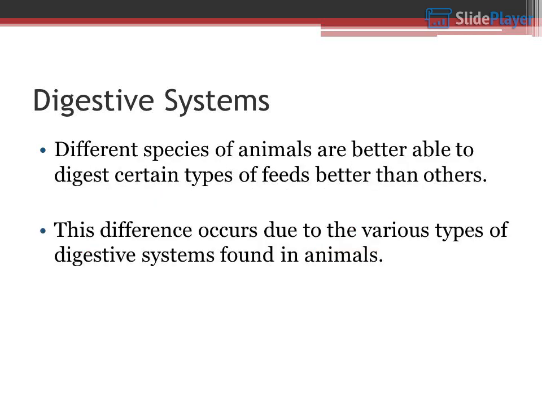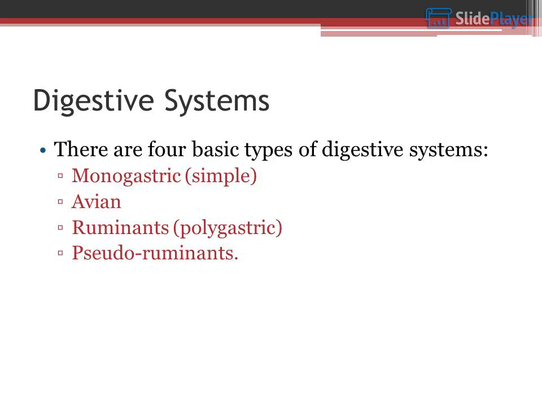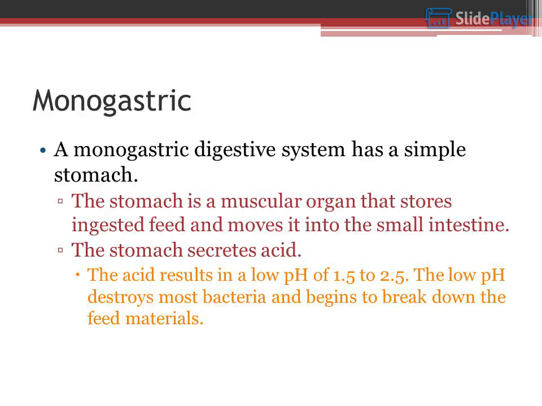Different species of animals are better able to digest certain types of feeds better than others. This difference occurs due to the various types of digestive systems found in animals. There are 4 basic types of digestive systems: monogastric, simple; avian; ruminants, polygastric; and pseudoruminants.